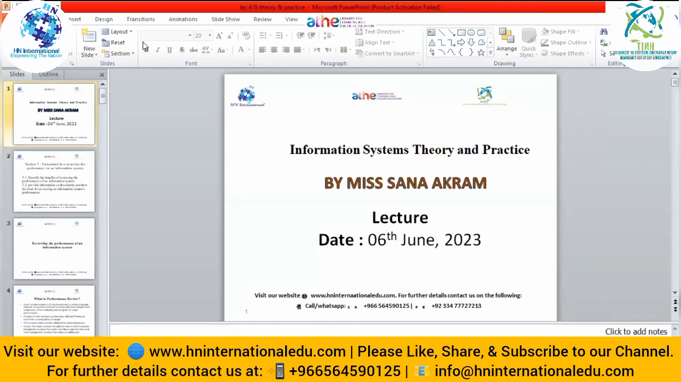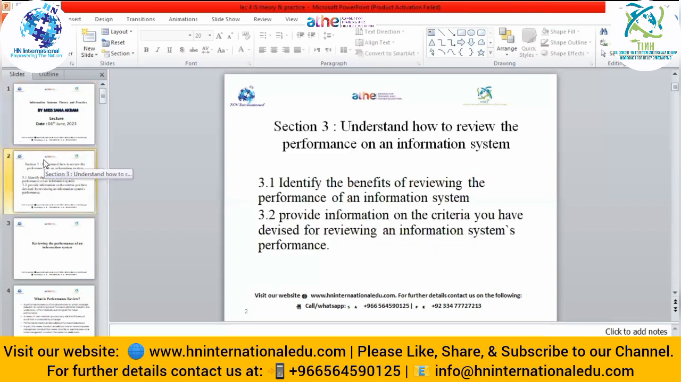That lecture is about the review session, and we will set the criteria for how we can review our information system and what the benefits of reviewing an information system are. So that is session number 3, in which we are reviewing the performance of information systems. In the first topic, we will identify the benefits of reviewing the information system, and in the next topic, we will choose criteria and how we can review an information system by using that criteria.